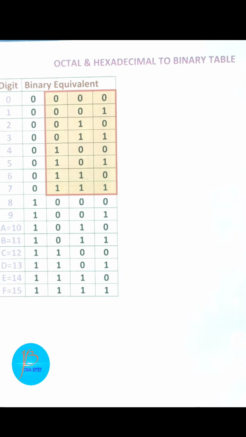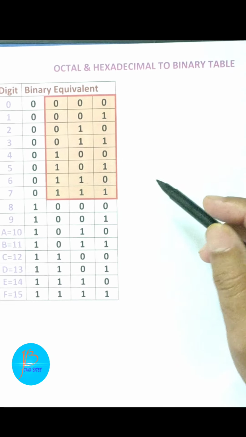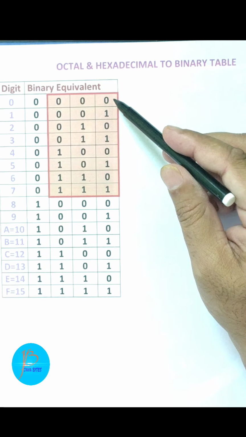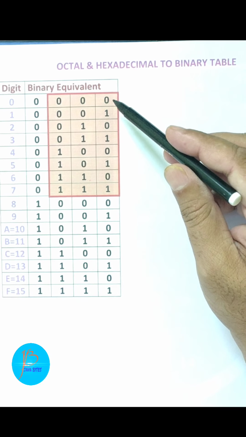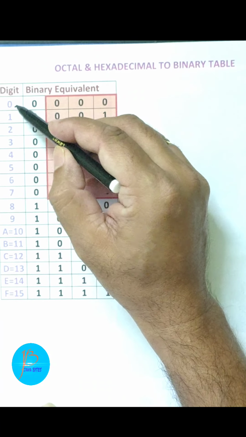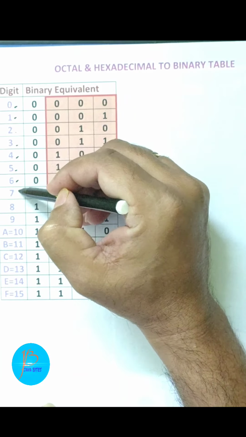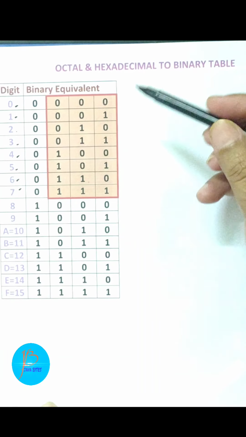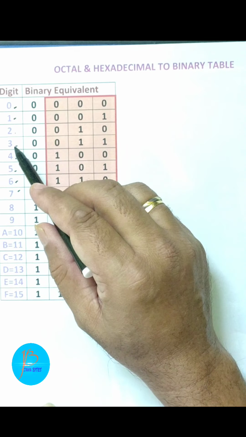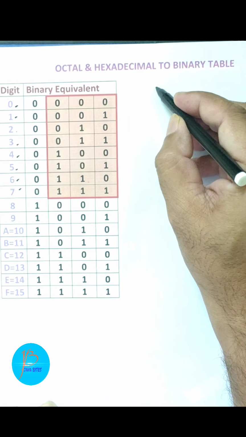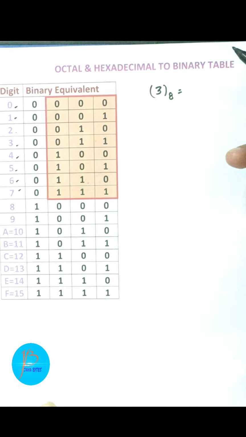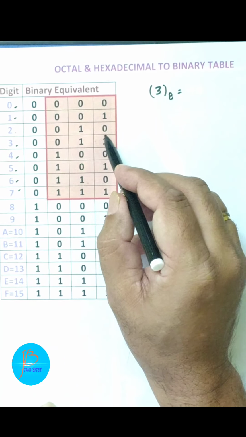Okay, in this table, children, you can see a part which is shaded. Children, this shaded part shows you the binary equivalent of octal digits only. Okay, for example, you can see 0 1 2 3 4 5 6 7. So the first 8 rows, their binary equivalents are shown here. For example, children, suppose you take a number 3, and 3 is on the base 8.